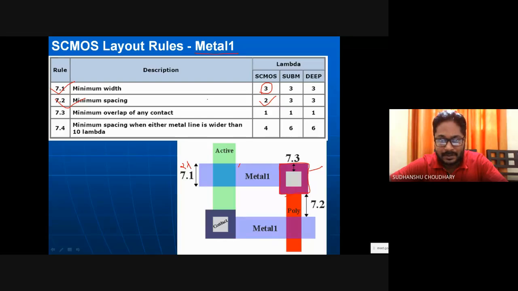Then there are some more rules. For example, minimum overlap of any contact, that is this spacing, should be somewhere around 1 lambda. So all these spacings, from here to here, this one, should be minimum 1 lambda. It can be more, but cannot be less than 1 lambda.